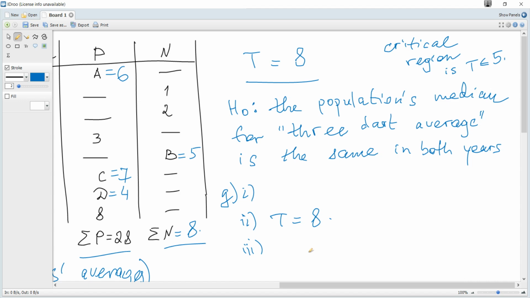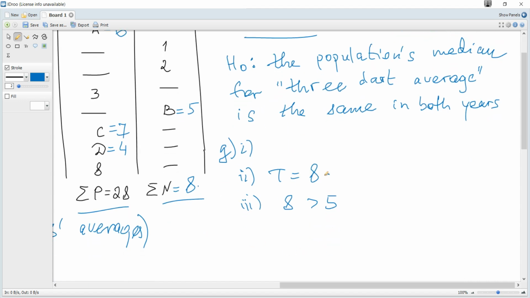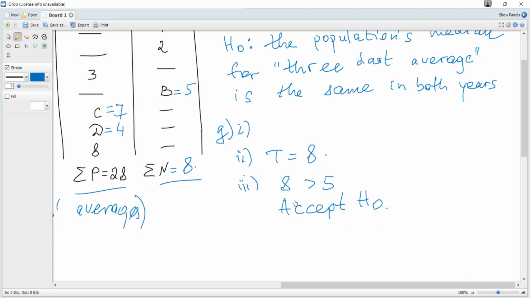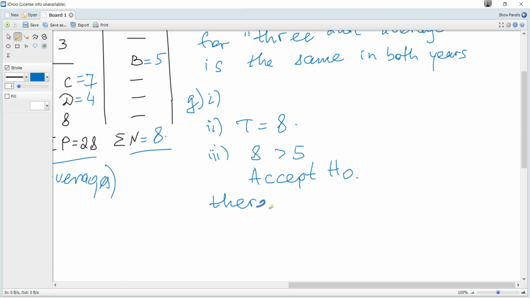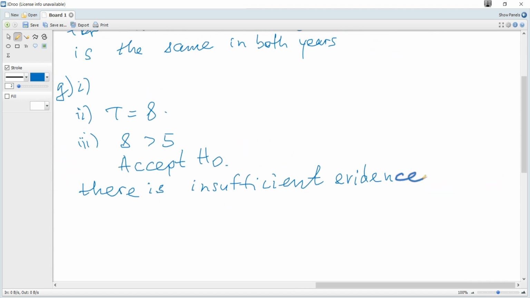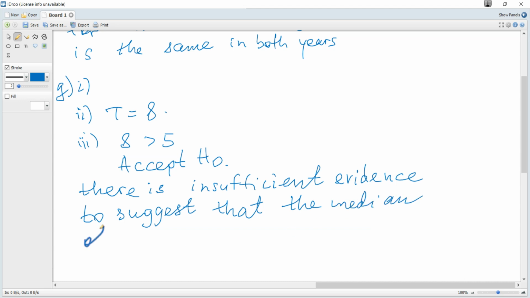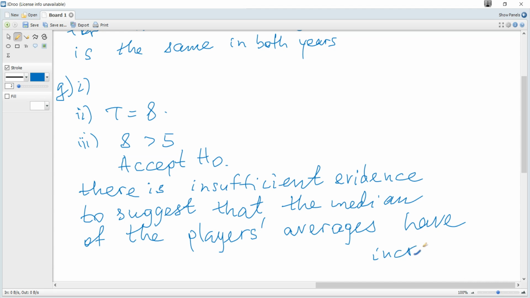You can see that since 8 is greater than 5, it's not in a critical region, so we accept H0, and again we write that there is insufficient evidence to suggest that the median of the players' averages has increased.